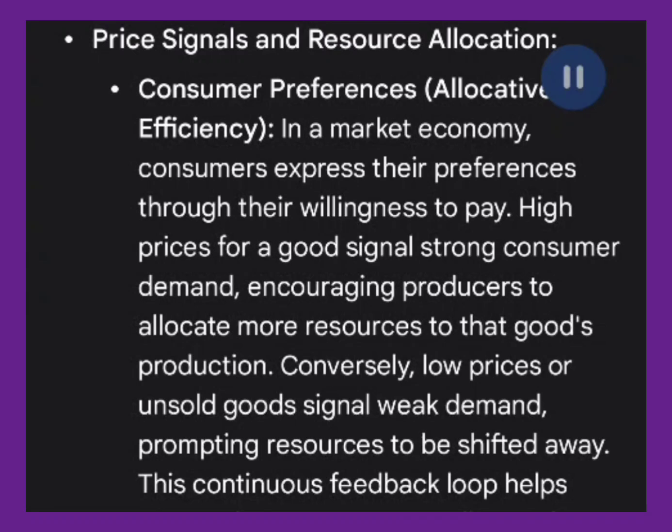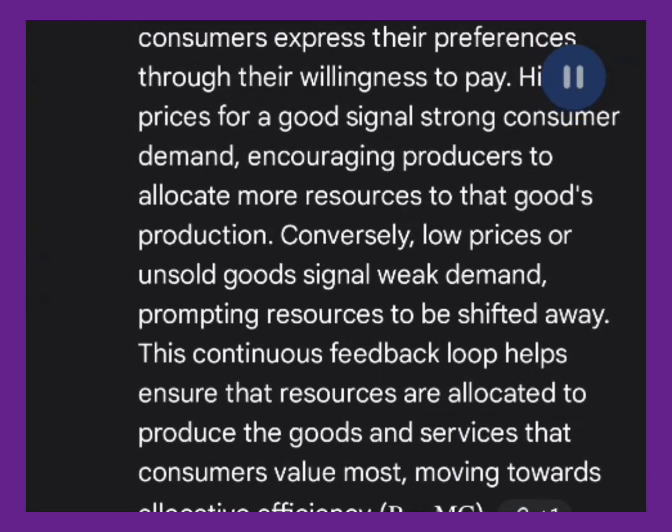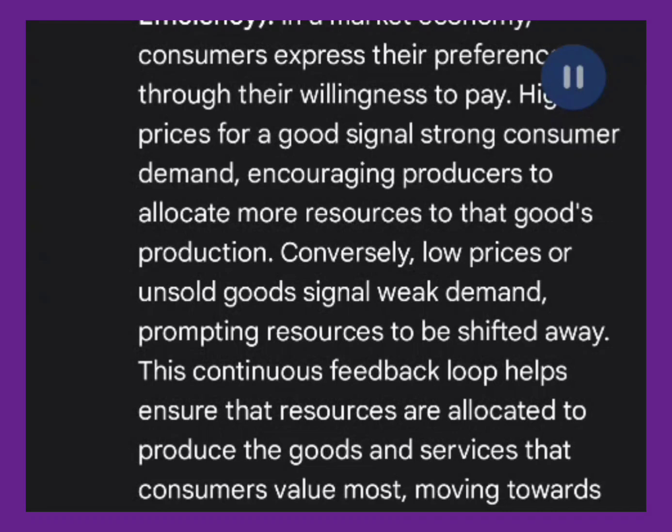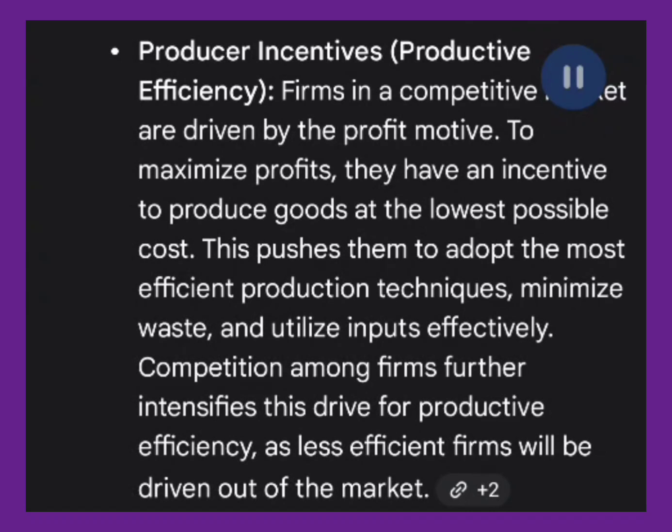Conversely, low prices or unsold goods signal weak demand, prompting resources to be shifted away. This continuous feedback loop helps ensure that resources are allocated to produce the goods and services that consumers value most, moving towards allocative efficiency. P equals MC. Producer incentives, productive efficiency. Firms in a competitive market are driven by the profit motive. To maximize profits, they have an incentive to produce goods at the lowest possible cost. This pushes them to adopt the most efficient production techniques, minimize waste, and utilize inputs effectively.